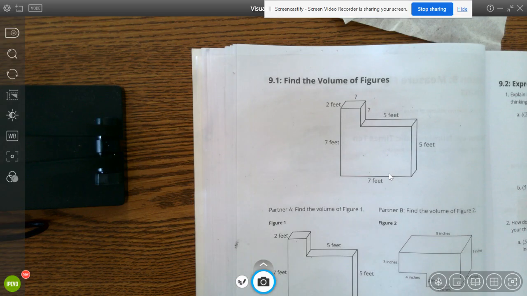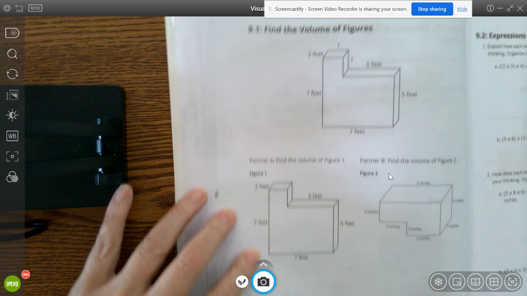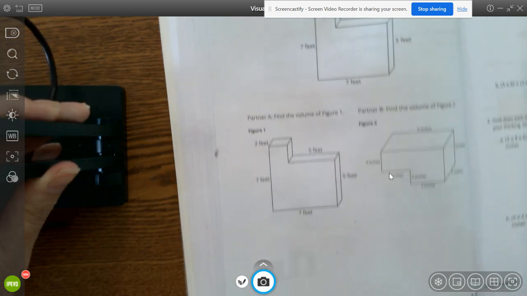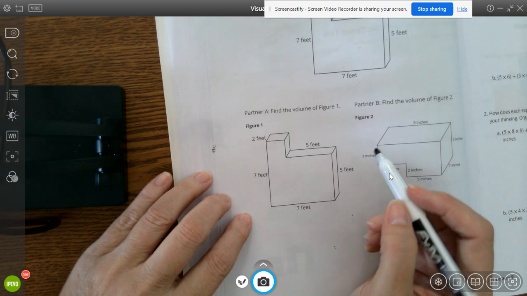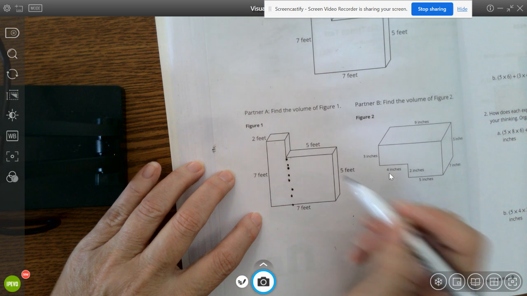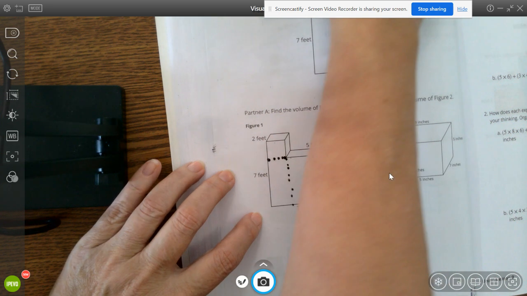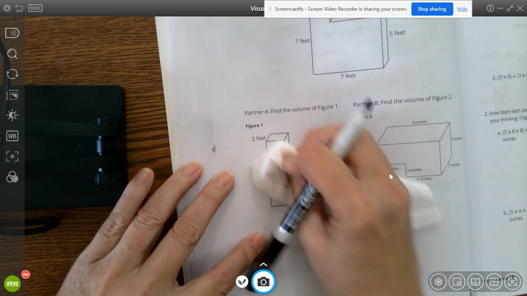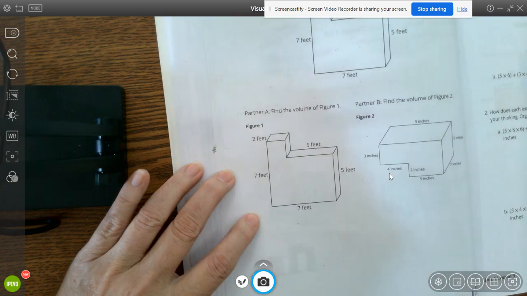Okay, now let's look at figure 1. There are 2 different ways I could slice it. I could break it this way, or I could break it that way. I'm going to do both ways, but I'm going to start with the one that I think is more obvious.